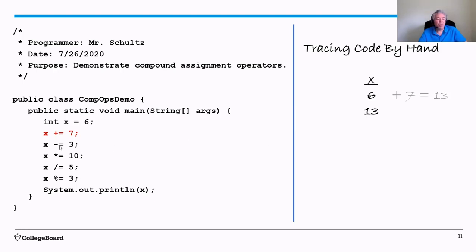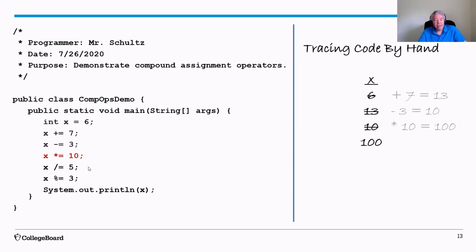The next line, we're going to use minus equals. So we're going to take the value that's currently in x, we're going to subtract 3 to find the result of 10, and then we're going to assign the 10 back to x. So x is no longer 13, x now has a value of 10. We're going to use multiply equals. So we're going to take the current value in x, we're going to multiply it by 10 to get 100, and we're going to assign that result back to x. So x is no longer 10, x now has a value of 100.